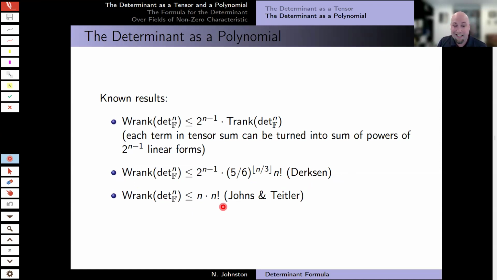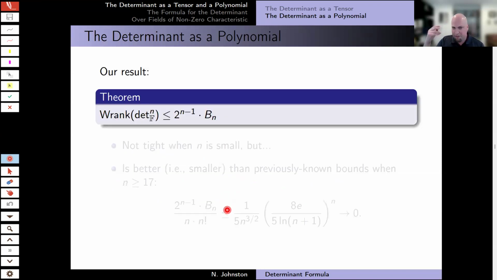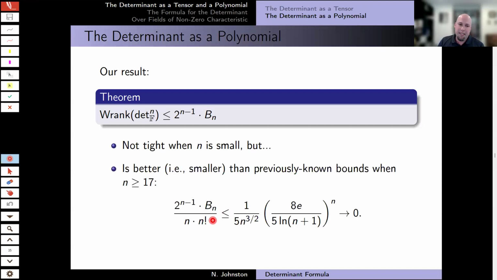It was improved to n times n factorial. And our bound that we get is just 2 to the n minus 1 times the nth Bell number, which actually kind of sucks when n is small. But when n is bigger than or equal to 17, if we do a similar sort of thing to what we did before, where we compute the ratio between our upper bound and the best known previous upper bound, it goes to 0. So we get a better upper bound on the rank when n is bigger than or equal to 17 as well.